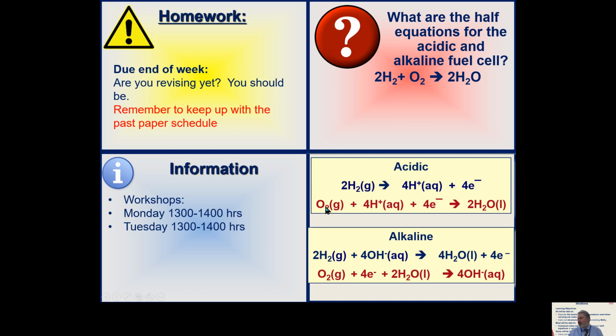To balance up the O2, to get it to water, we need to add electrons to oxygen because it's already 0. We need to make it -2 in the water molecules. So if we've got O2, we're going to get 2 water molecules. We're going to need 4 electrons, because we've got 2 oxygens and we need to get both of them to -2. And then we need 4 hydrogens, H+, to make the water and balance the oxygen. So this is the acidic way of doing the hydrogen fuel cell, and this is the alkaline way.